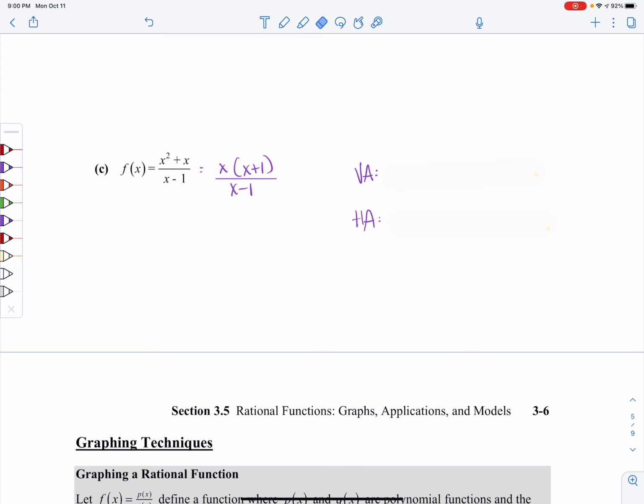All right, part C, once again, we'll go ahead and factor the top, have a GCF. Still nothing can cancel, so my vertical asymptote is going to be at x equals 1. My horizontal asymptote, well, the degree on top is 2, the degree on bottom is 1. When the degree on top is higher, there is no horizontal asymptote.